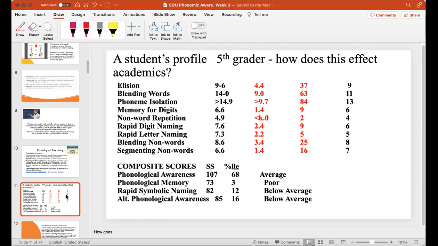And one of the things on this test that they do is they do test with real words, but they test also with nonsense words. And that's what the alternate phonological awareness test is. And when you look at that compared to what she does with real words, you realize that she's struggling across the board with this.